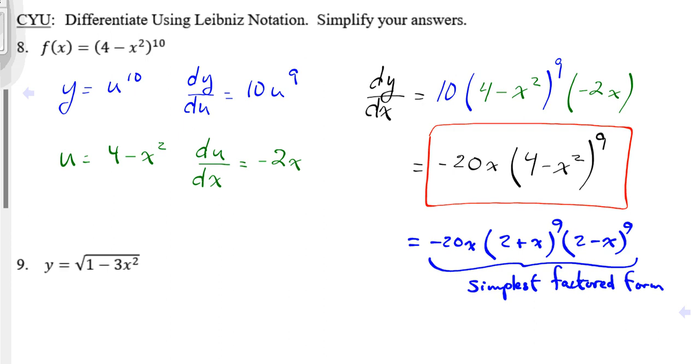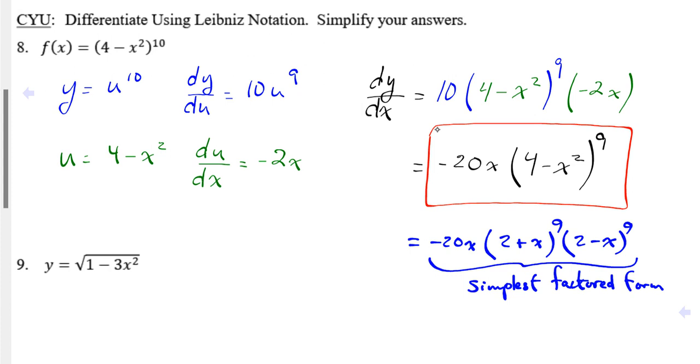There's my answer for number 8. The reason that I'm taking it all the way to the 2 plus x to the 9th and the 2 minus x to the 9th is because on your assignment, I'm going to expect that. So just pointing out that for the assignments, you know what I'm going to look for there. Otherwise, this one is normally fine.